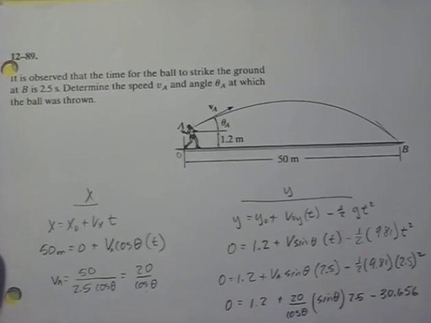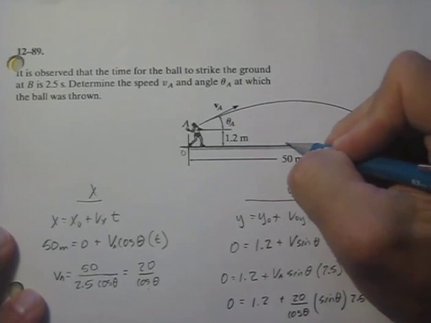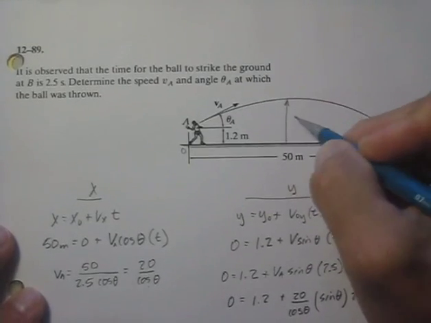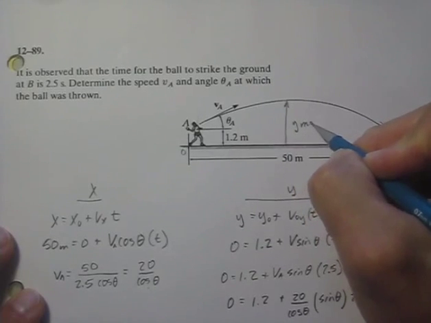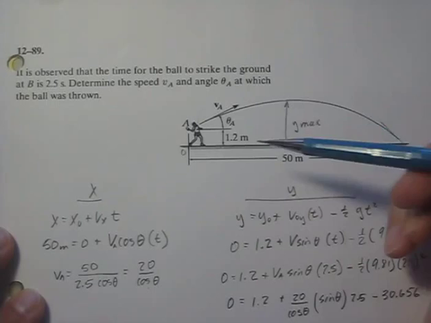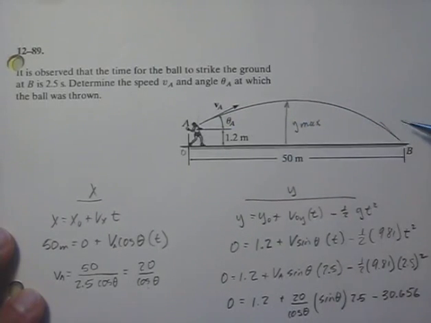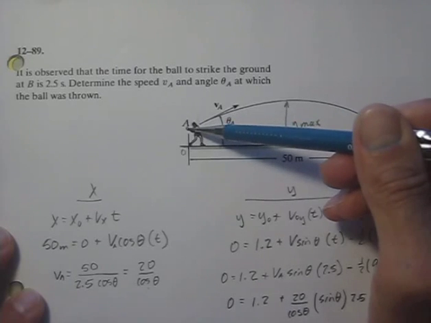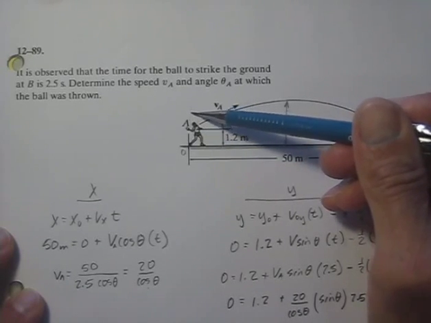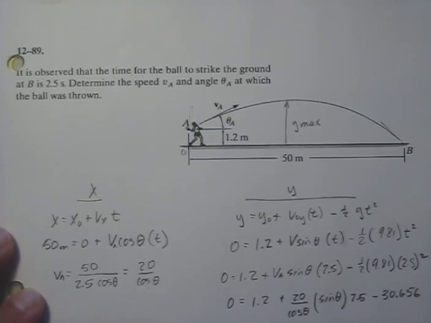Now we may also want to find out the maximum height that the ball goes during the trajectory, and the maximum height is going to be at the peak of the travel, y max right there. What we recognize is that the velocity is a constant in the x direction, but in the y direction it goes up for a little while and then it comes back down again. So at the peak of the height, the velocity in the y direction is equal to 0.